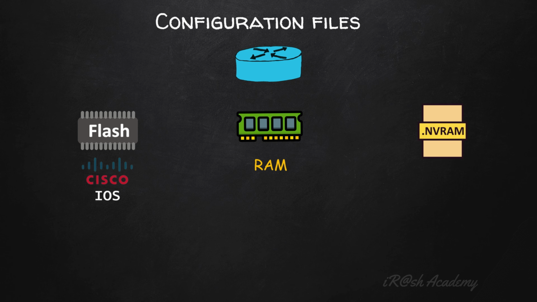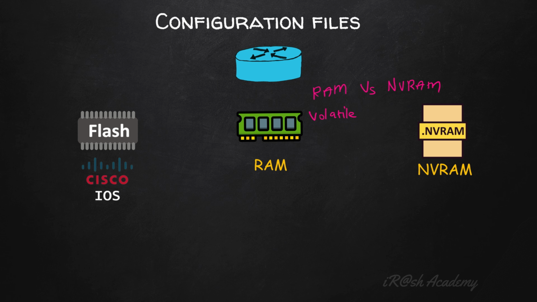And there is another part called NVRAM. NVRAM stands for non-volatile random access memory. Now, what is the difference between this RAM and NVRAM? The RAM stands for random access memory, which is volatile. Why is it called volatile? Because when it loses the electric power, it loses all the configuration inside it. All the data will be erased.